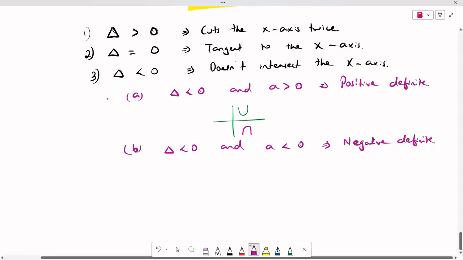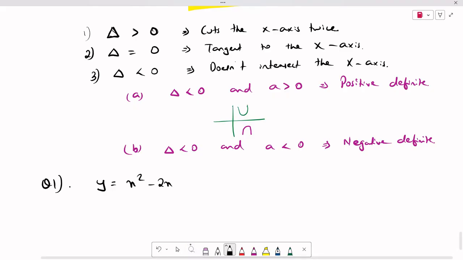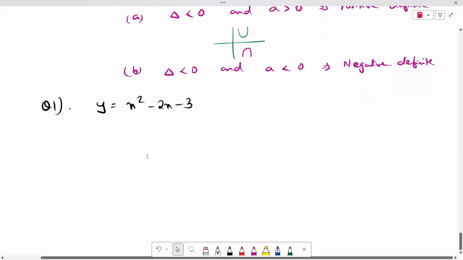Now that we are clear on what positive definite and negative definite are, and how the discriminant tells us about the relationship between the graph and the x-axis, let us look at a few questions. Question number 1: I have been given a function y = x² - 2x - 3, and I have to tell whether the graph will cut the x-axis or not. I need to check the discriminant, which is b² - 4ac.